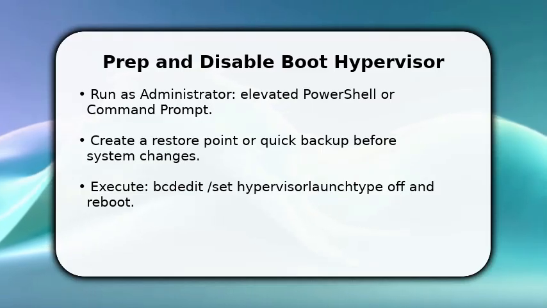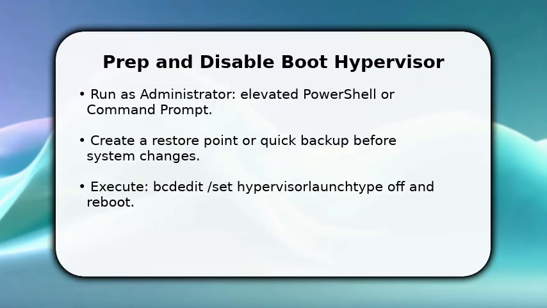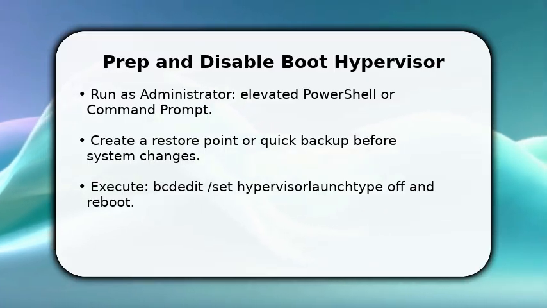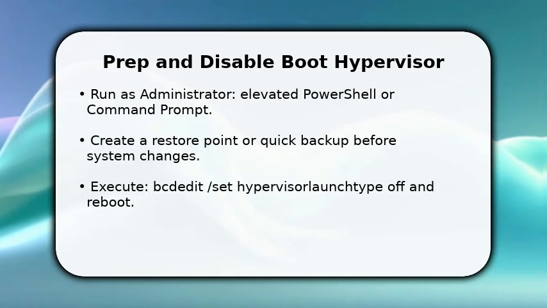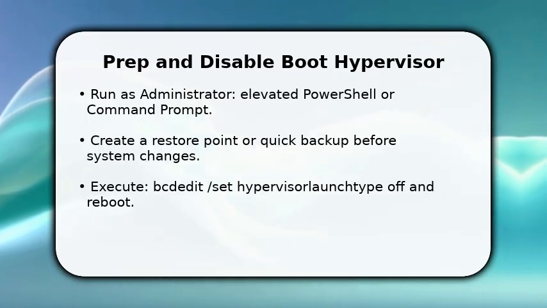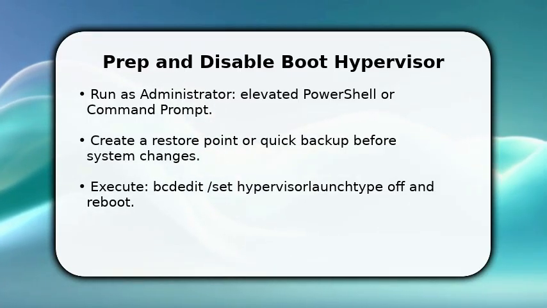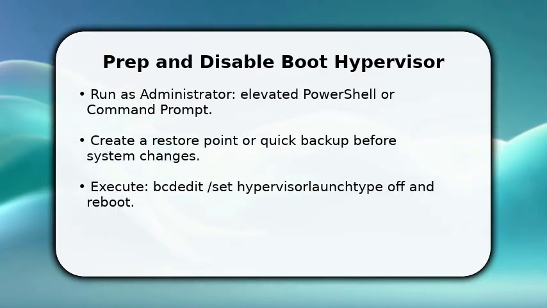You need admin rights and a quick restore point. This prevents surprises. Once ready, open an elevated command prompt or PowerShell. Type bcdedit /set hypervisorlaunchtype off to stop Hyper-V from launching at boot. This is the fastest, lowest risk first step because it simply prevents the hypervisor from loading.